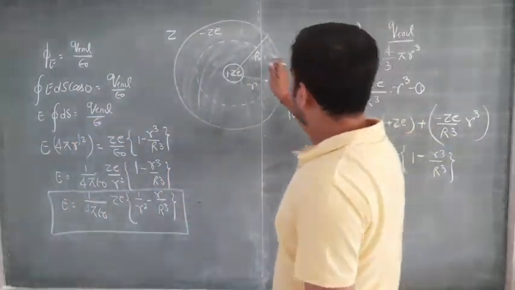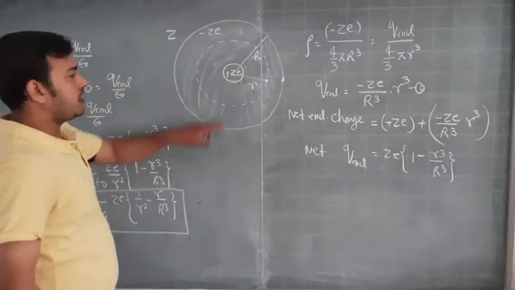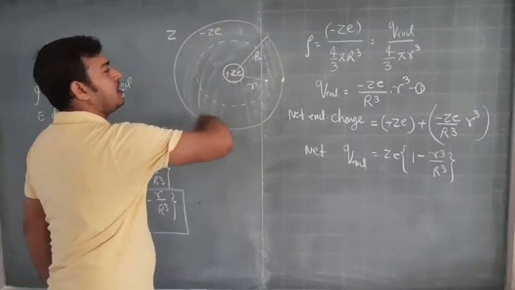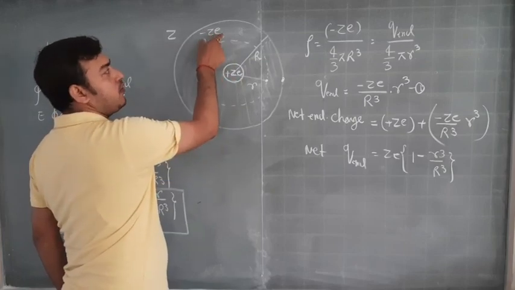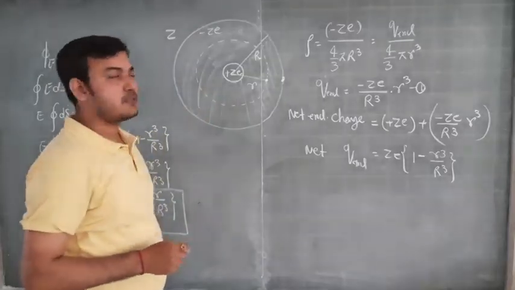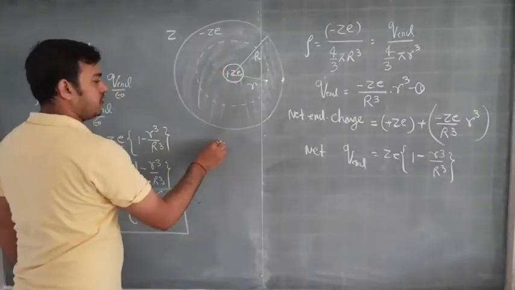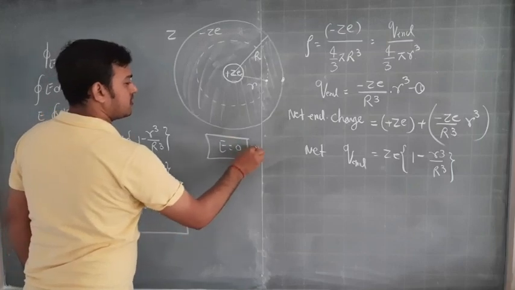Now we will go on the surface of this atom. We know that if I draw a Gaussian surface, then the net charge is going to be 0, as the whole charge on the electron cloud is minus Ze and the net charge on the nucleus is plus Ze. So since the net charge is 0, it means the electric field is 0 on the surface.